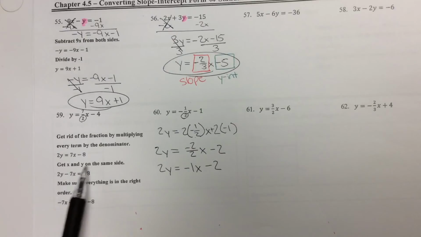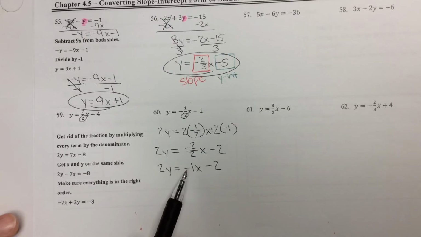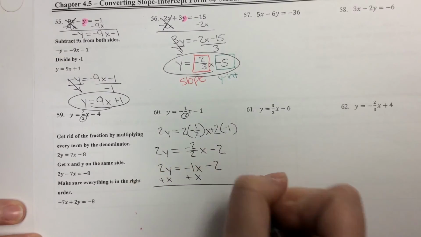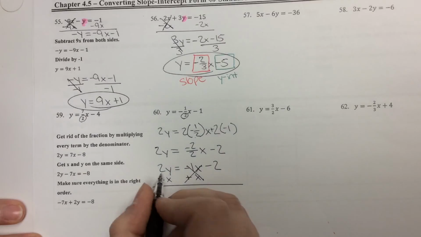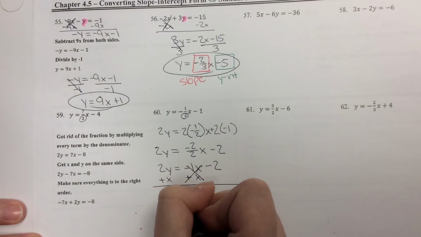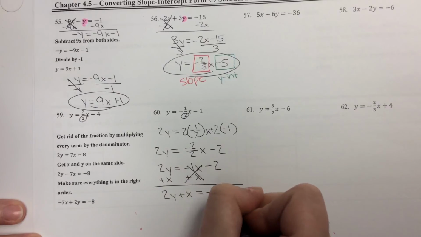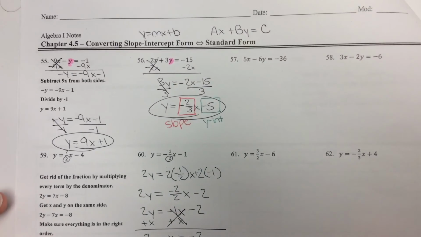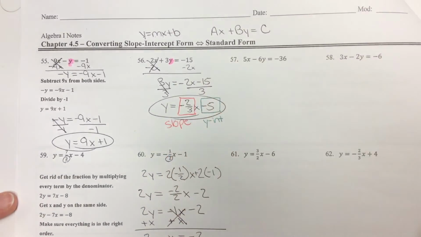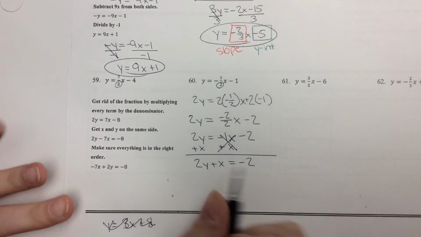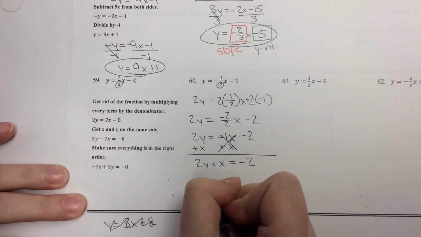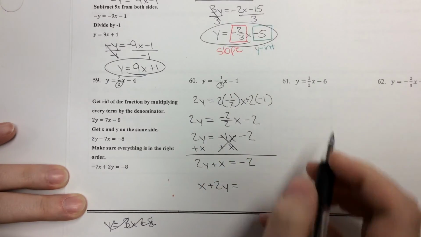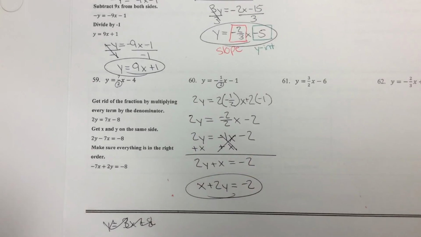And our last step is to get x and y on the same side. So this is minus x, so I need to add x to both sides. Over here it's gone. And over on this side, we've got 2y plus x equals negative 2. All right. Last step, make sure everything's in the right order. Remember, our equation for standard form, we want x first, then y. So let's just rearrange everything. We have a positive x, so x. And this is positive 2y, so plus 2y equals negative 2. That's our equation in standard form.